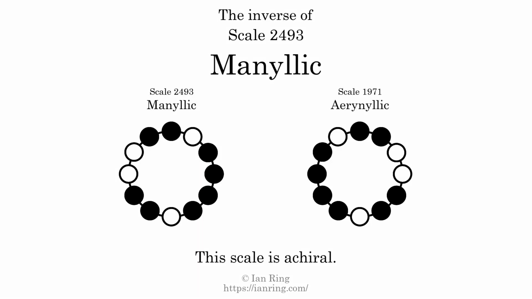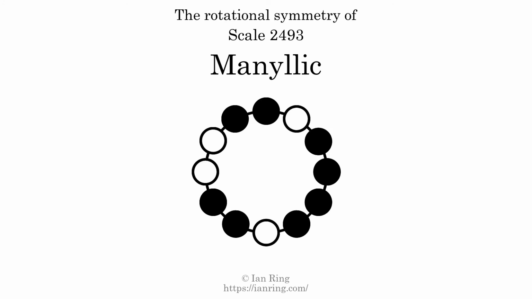The inverse of a scale is a mirror image. It is what you get when the sequence of intervals is reversed. The inverse of this scale is scale 1971, also known as Manyllic. This scale is achiral, since it can transform into its own reflection by a rotational transformation. This scale has no rotational symmetry.